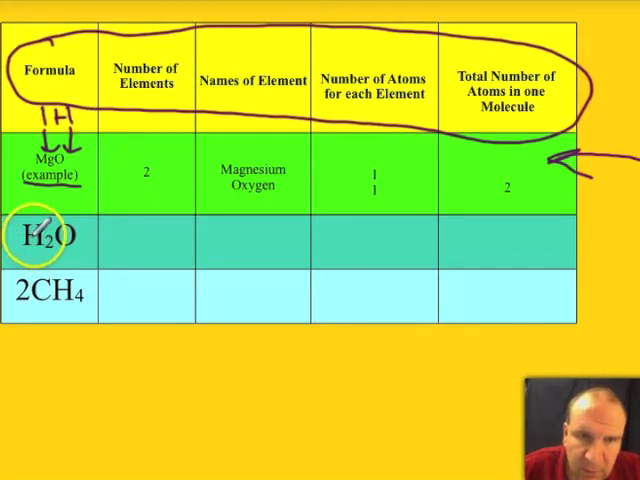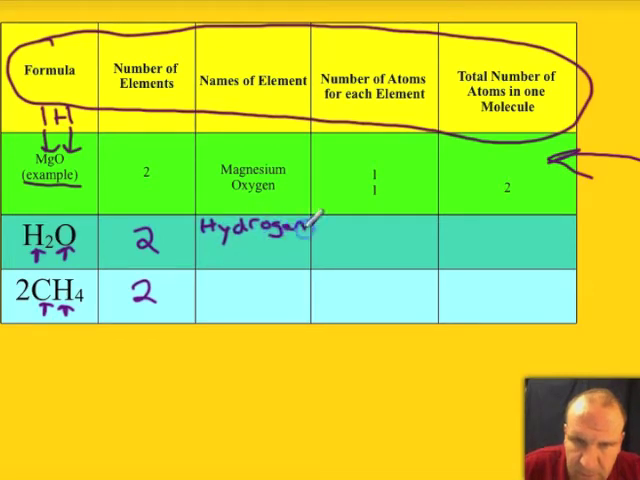So let's look at this. There's hydrogen, oxygen. So how many are there? 2. Okay, there's carbon, there's hydrogen. So how many are there? There's 2. Okay, now name of the elements. Now this is where I'm going to have to try and squeeze this in here. Hydrogen. Okay, and oxygen. So let's look down here. C is what? Carbon. And we got hydrogen again.